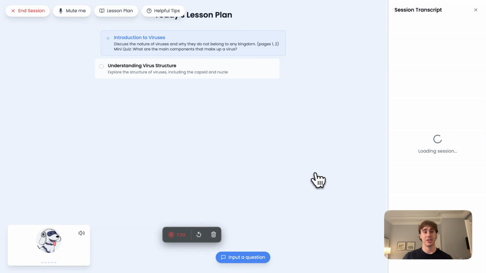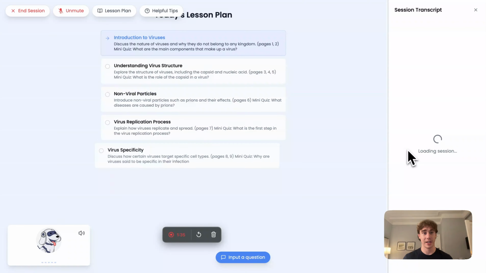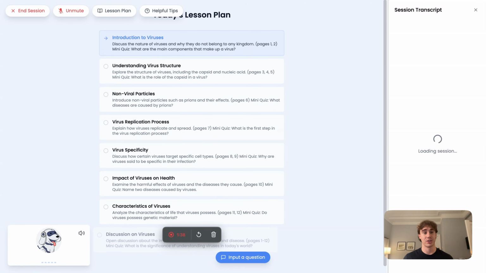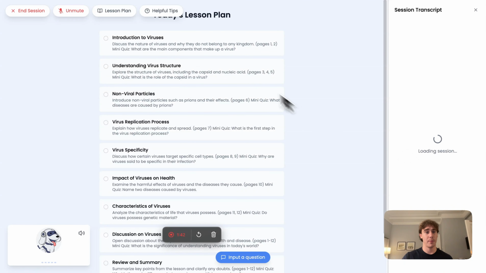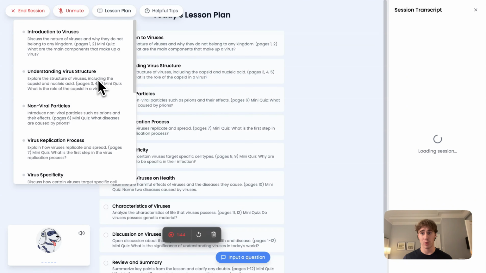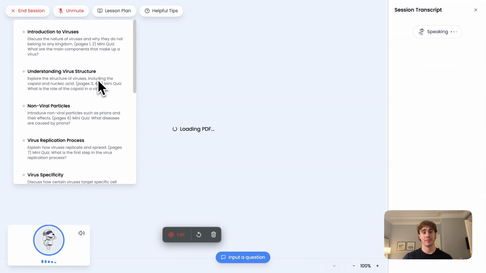So you'll first initially see that Sparky will create this lesson plan for me. You'll see the introduction to viruses, understanding virus structure, non-viral particles, all that. And it'll be populated over here so I can see it for the whole lesson. Sparky will mark these off as we go through the lesson, so it can make sure I'm staying in touch with my learning goals.